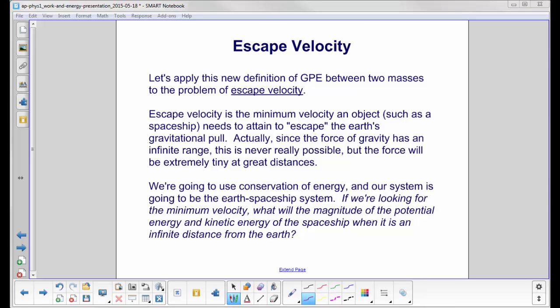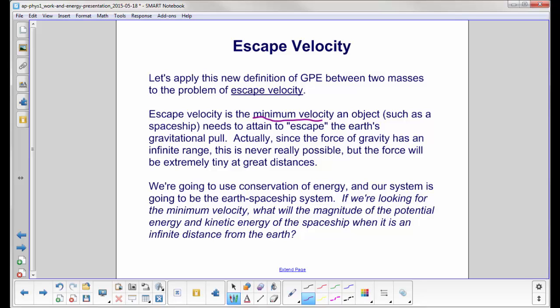We now have a new definition of gravitational potential energy between two masses. We'd like to apply this now to the problem of escape velocity. Escape velocity is the absolute minimum velocity an object, such as a spaceship, needs to attain to "escape" (notice I have it in quotes there) the Earth's gravitational pull.